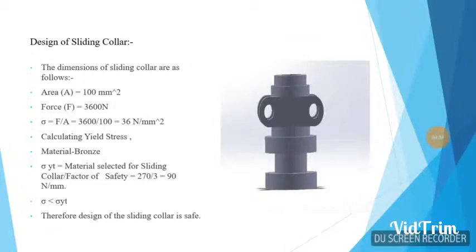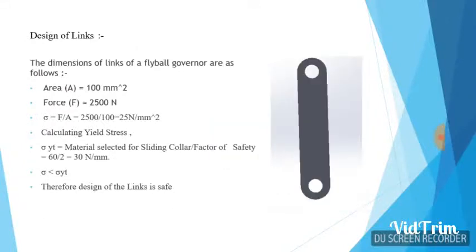Let's have a look at the design of a sliding collar. The dimensions of the sliding collar are as follows. Area A is equal to 100 millimeter square. Force F is equal to 3600 Newton. Sigma is equal to F upon A, equal to 3600 by 100, equal to 36 Newton per millimeter square. Calculating the yield stress, selecting the material for the sliding collar as bronze, sigma yt is equal to the strength of the material selected for the sliding collar upon factor of safety, equal to 270 by 3, equal to 90 Newton per millimeter square. Sigma is less than sigma yt, therefore the design of the sliding collar is safe.